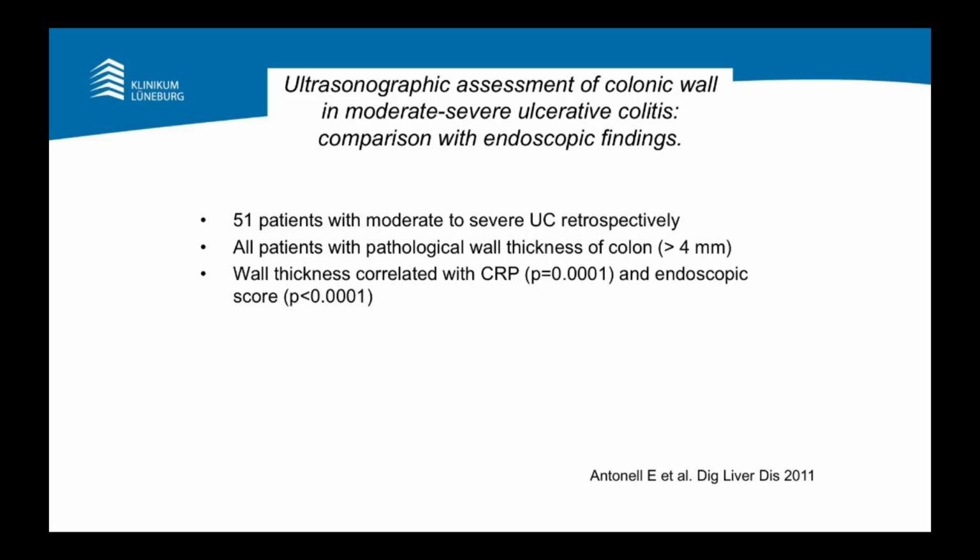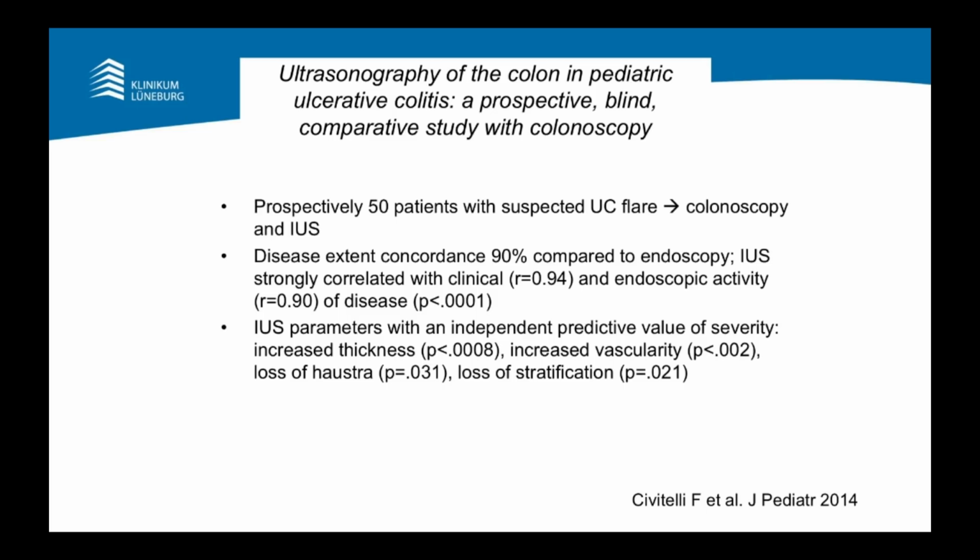From 2011, 51 patients with moderate to severe UC looked at retrospectively. All patients with pathological bowel wall thickness of colon more than 4 millimeters, and the wall thickness correlated well with CRP, which is a bit surprising to me since often ulcerative colitis does not show any increased CRP, and endoscopic score. Now that's from 2011 and retrospectively.